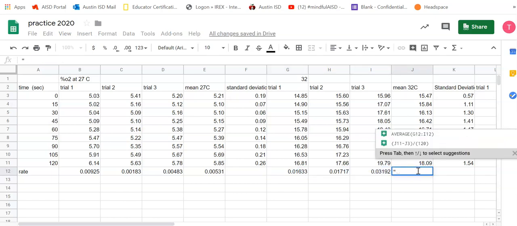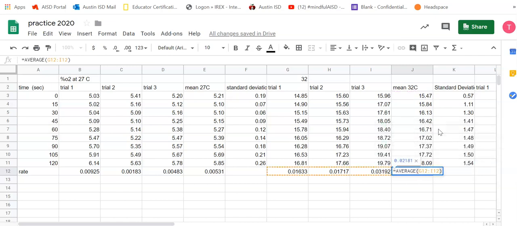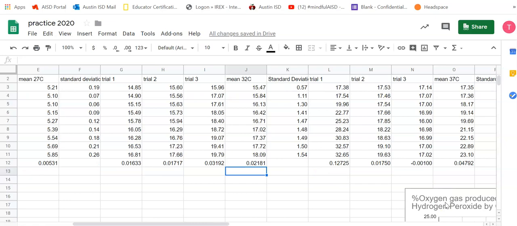So again, equals average or mean value, and it knows what I want. I'm going to check to make sure it's doing the right thing, and hit enter. I've already adjusted it to have this number of decimal places. If you get stuck on that, we can figure out how to do it together in class.